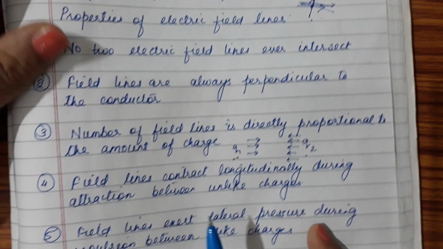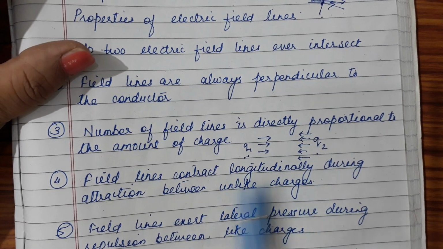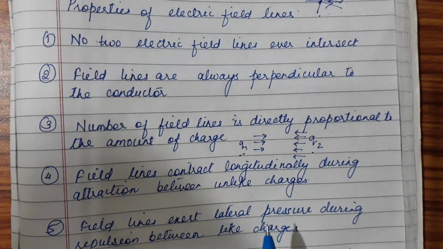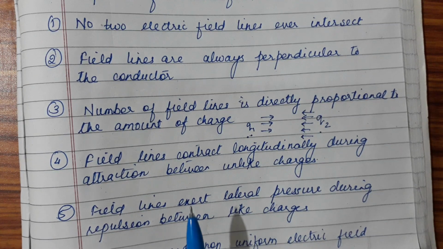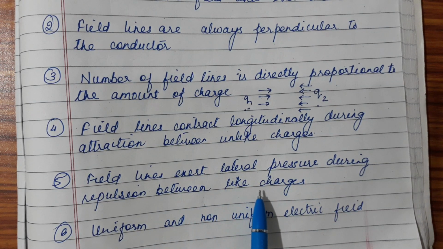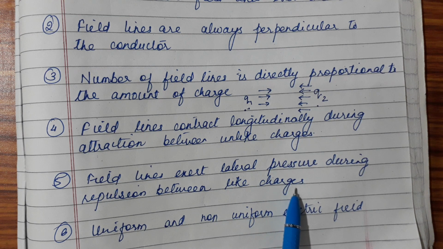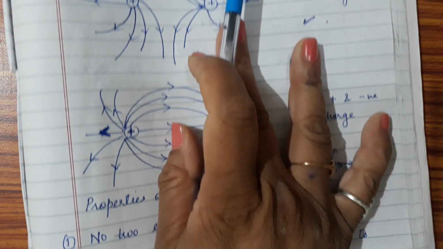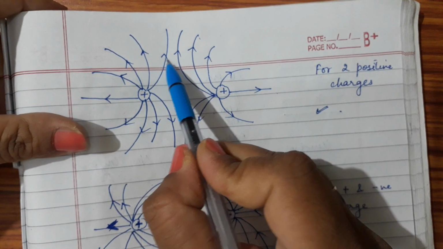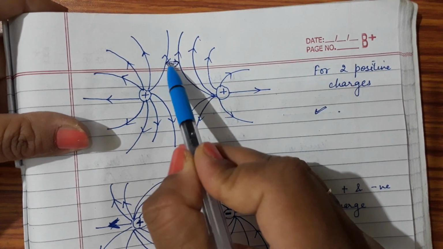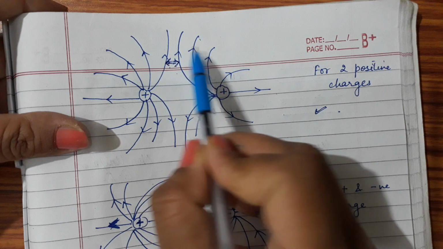So field lines contract longitudinally during the attraction between unlike charges, whereas the field lines exert lateral pressure during the repulsion between like charges. So for like charges, what happens? They put on lateral pressure, due to which they go away from each other.